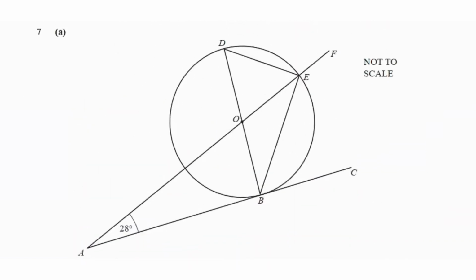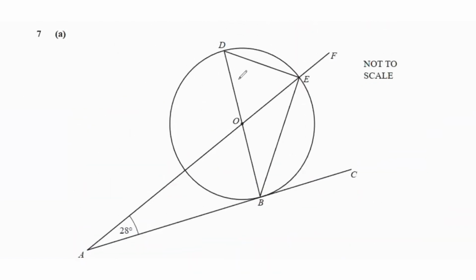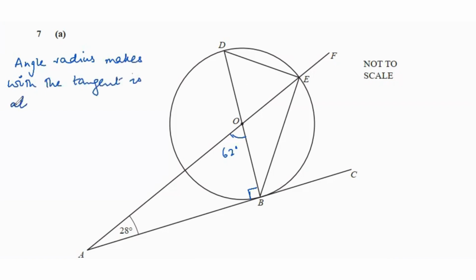So AOB, they're saying, is 62. Why? Because firstly, when a tangent touches the circle, the angle the radius makes with the tangent is always 90. Angle radius makes with the tangent is always 90 degrees.